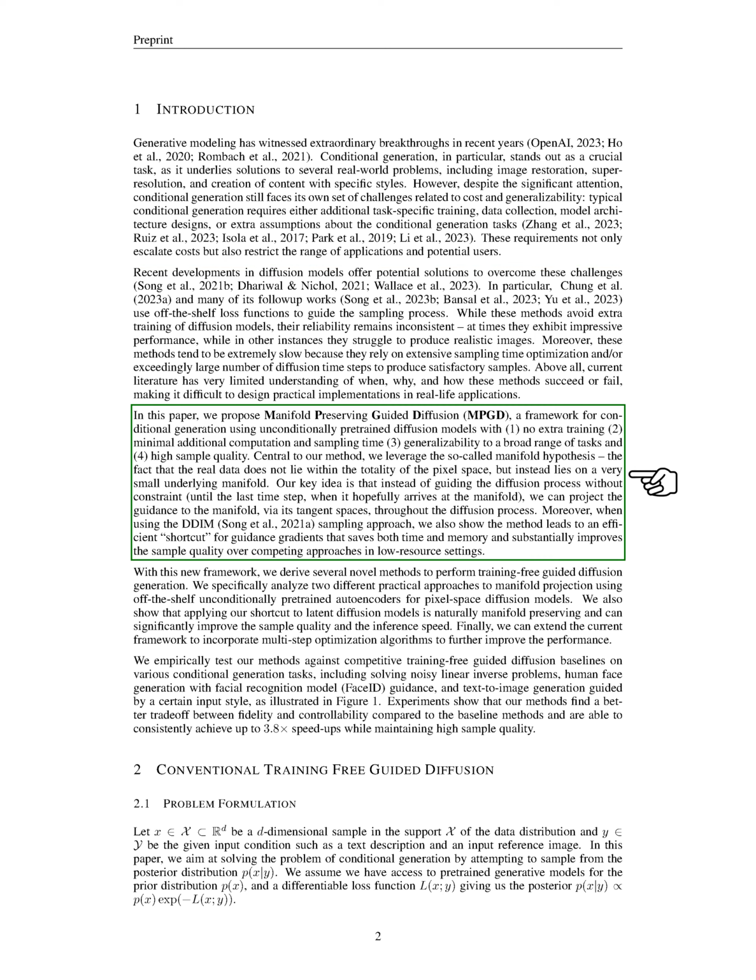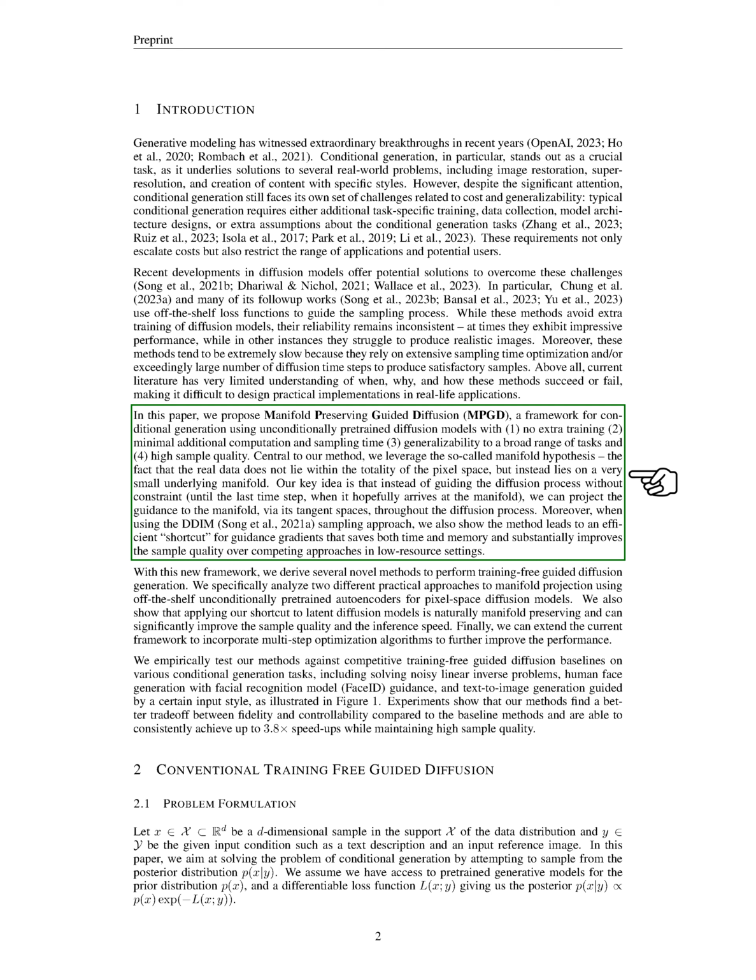In this paper, we introduce a new framework called Manifold Preserving Guided Diffusion, MPGD. This framework uses pre-trained diffusion models for conditional generation without any extra training, minimal additional computation and sampling time, and it can be applied to a wide range of tasks while maintaining high sample quality. The key idea behind our method is the manifold hypothesis, which suggests that real data doesn't occupy the entire pixel space, but instead lies on a very small underlying manifold.